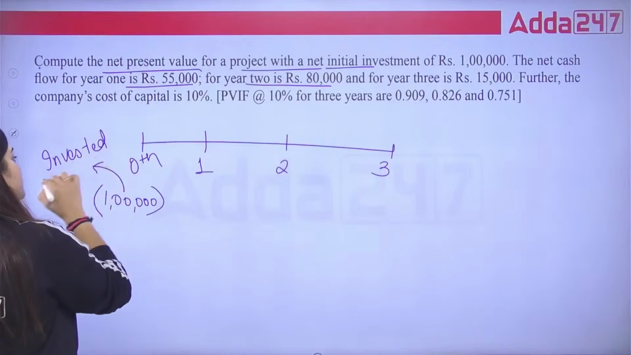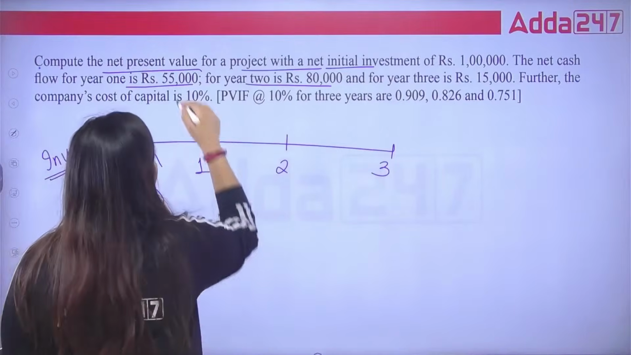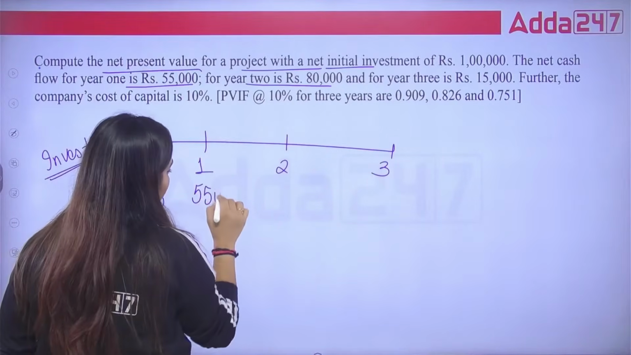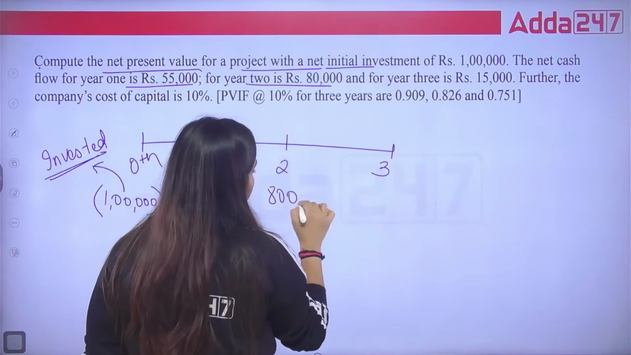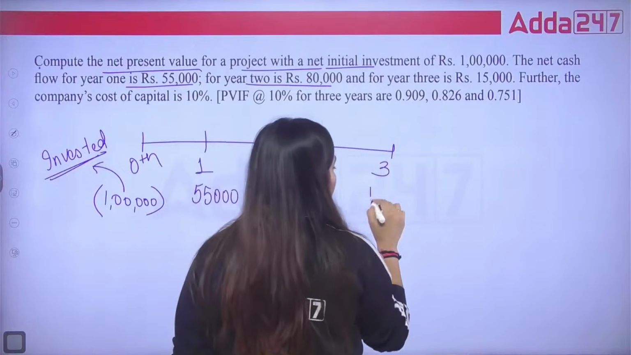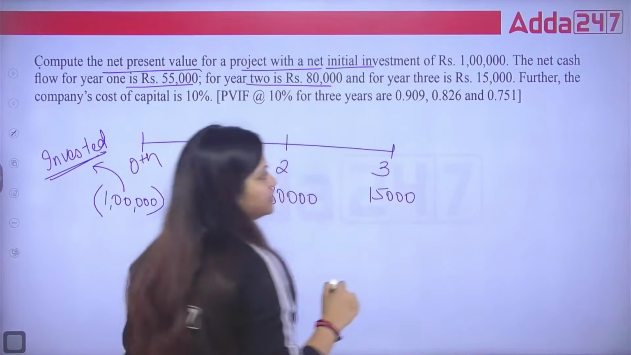This is your invested amount. Now in your first year, you are going to generate 55,000 as your income. In your second year, you are going to generate 80,000 as your income. Third year, 15,000 as your income.